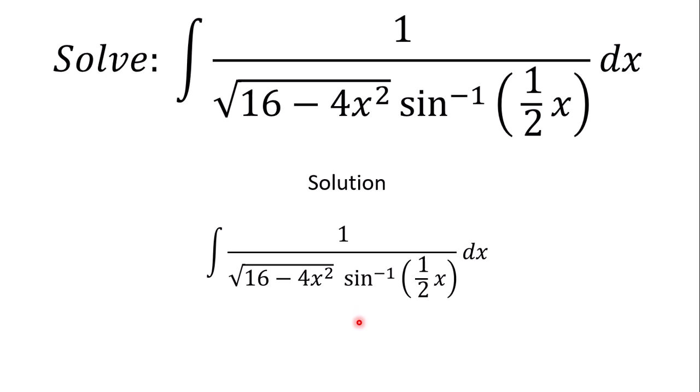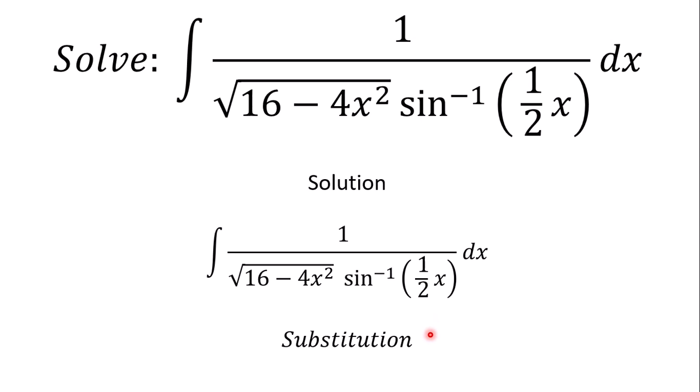Okay, so first, as I said, we are going to use the substitution approach. So that is the substitution here. How are you going to do the substitution? Are you going to let u be equal to the square root of 16 minus 4x squared, or the sine inverse of 1 over 2x, or maybe 4x, or what? Well, here, this is how I'm going to apply the substitution.